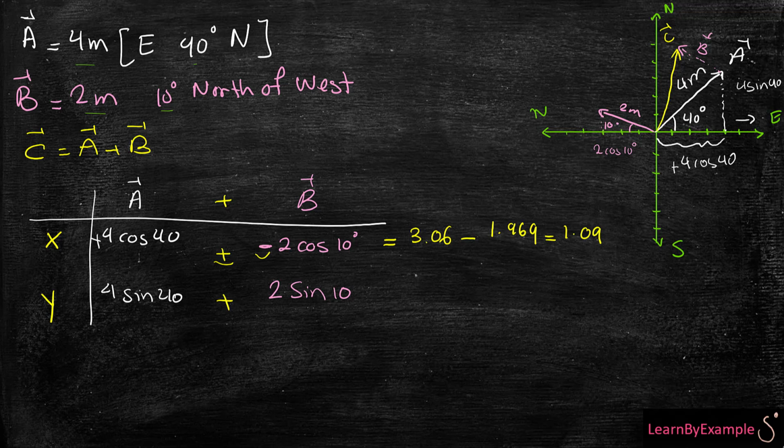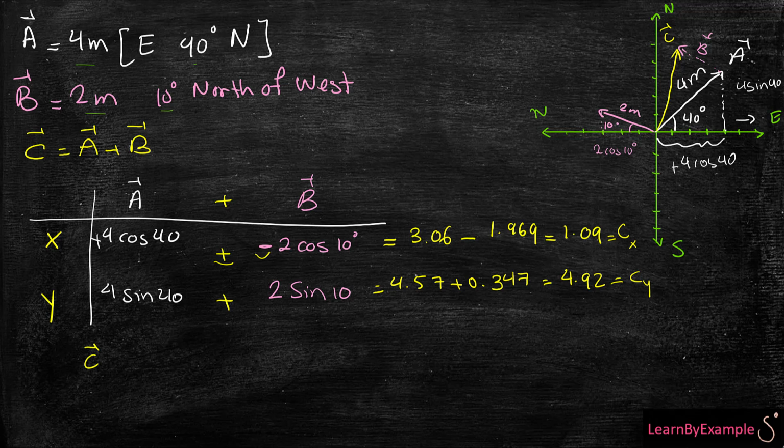Now for the second part, we'll do the same. So sine 40 times 4, it would give me 4.57115. Plus sine of 10 degrees times 2, which would be 0.347. So once we add them together, I will get 4.92. So this would be the x component of my C. So this would be Cx, and this would be my y component of vector C.